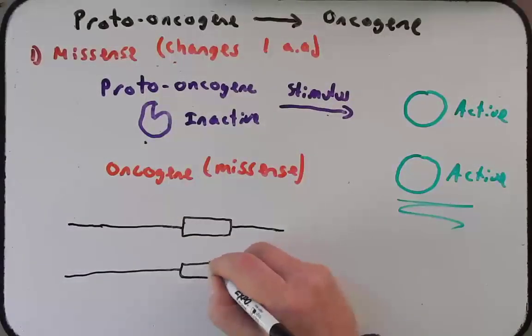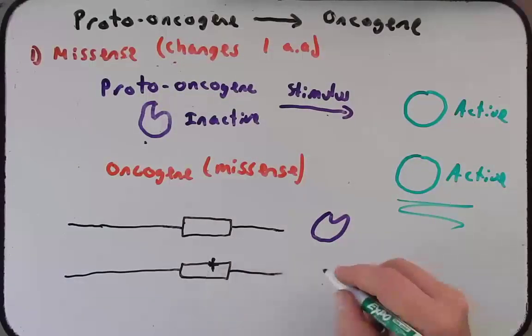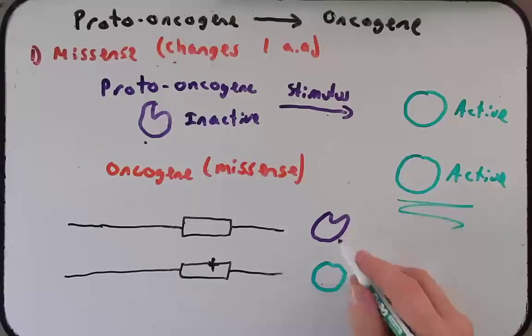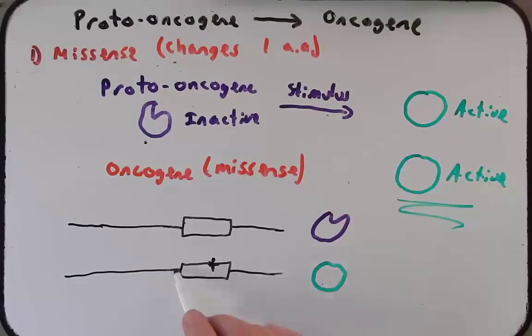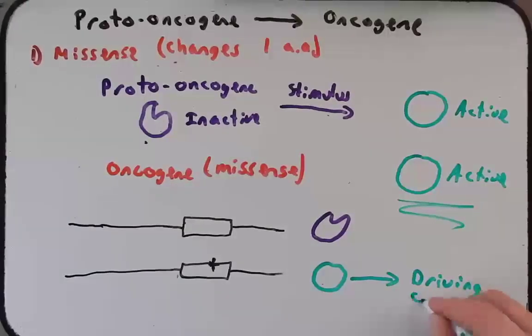But if it becomes mutated on just one allele, instead of making this initial protein, it's always going to make the active protein from this one allele, so it doesn't have to be activated by the stimulus. As we said on the last whiteboard, all we need is one of these alleles to be mutated, because it only takes one to make this always active protein, and so now it's always driving the cell cycle forward.